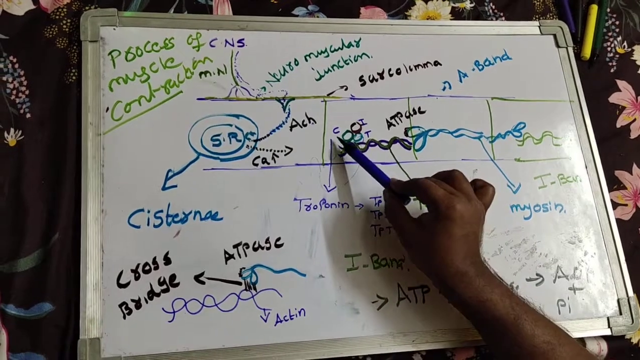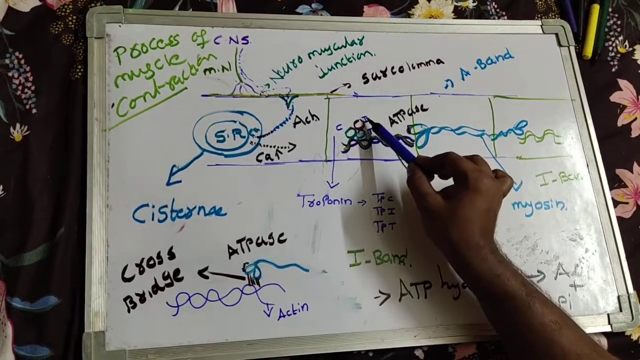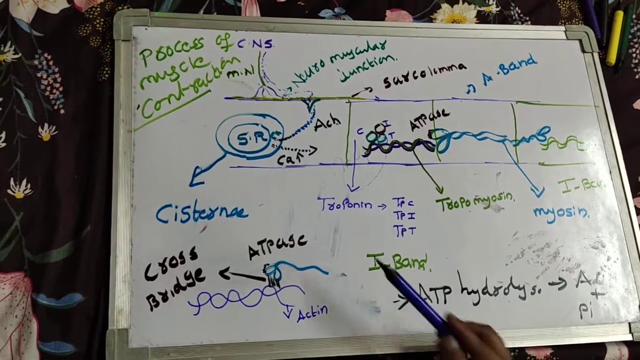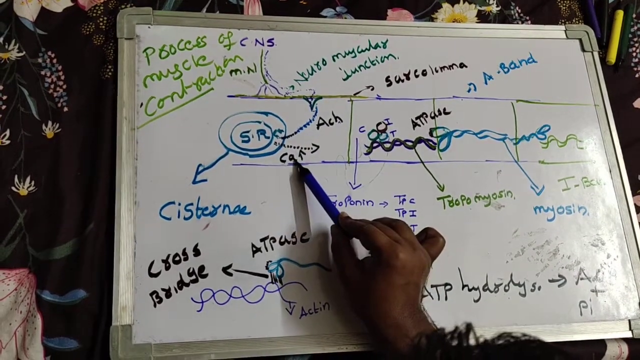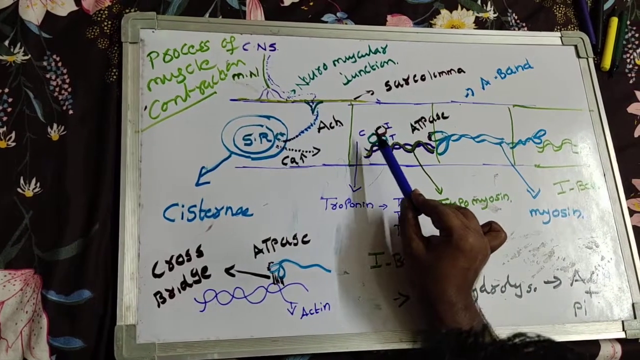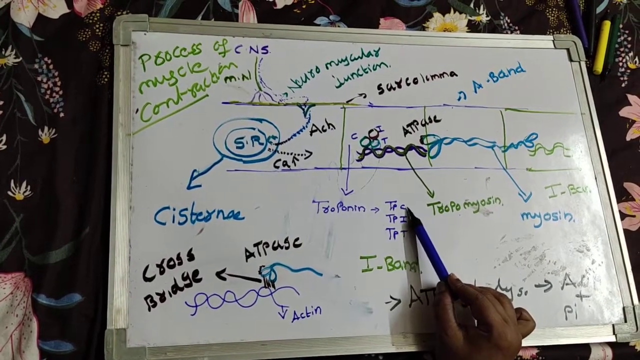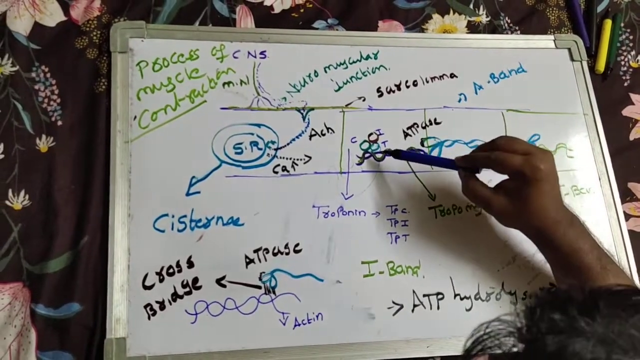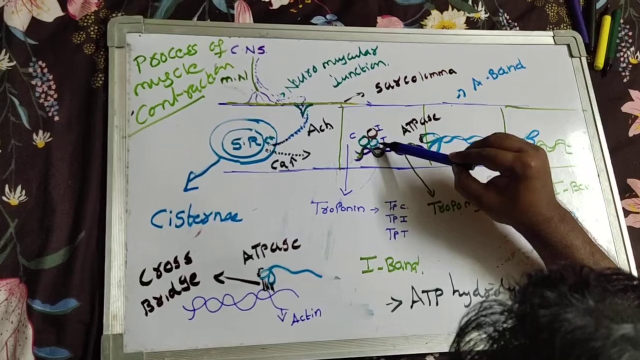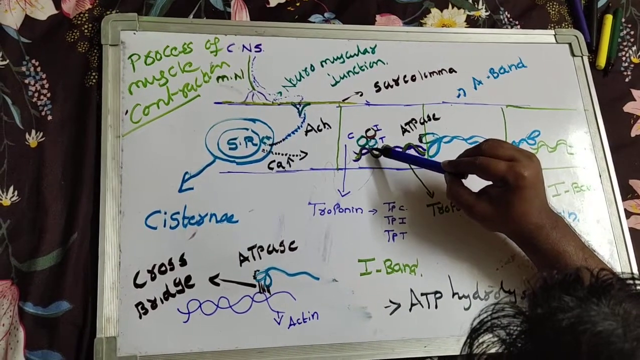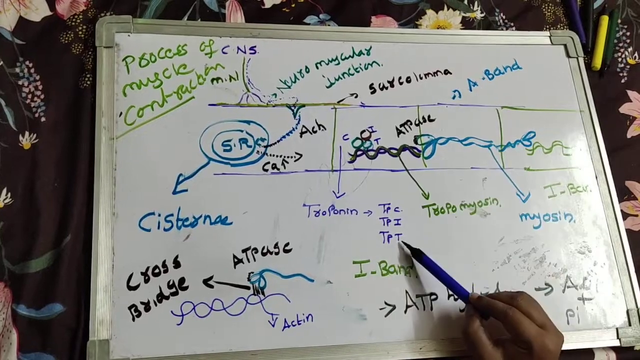Types: one is troponin C, one is troponin I, another one is troponin T. Now, the calcium binds to troponin. That troponin is called troponin C. C indicates calcium. Now, the troponin can bind to the tropomyosin. This one that binds to the tropomyosin is called troponin T.